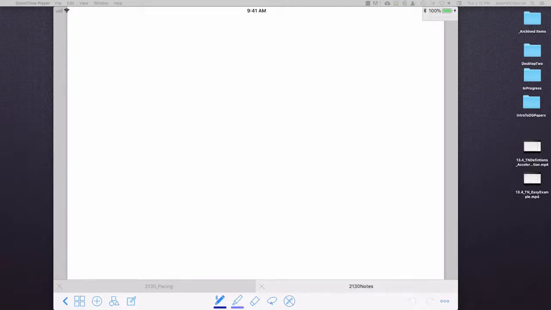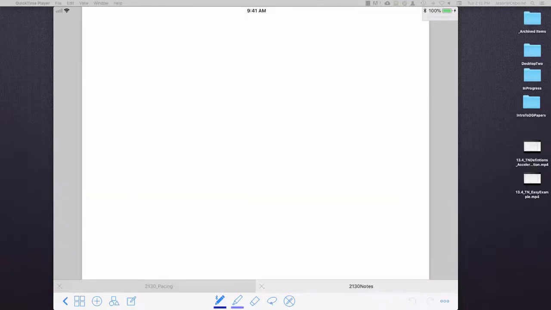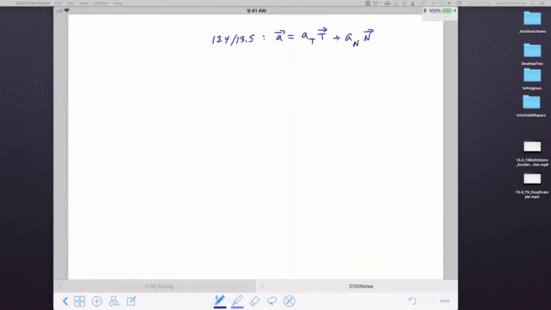In this video, we look at another example from sections 13.4 and 13.5, related to the acceleration decomposition problem, where T is the unit tangent vector and N is the unit normal vector. And a sub T and a sub N are called the normal components of acceleration.